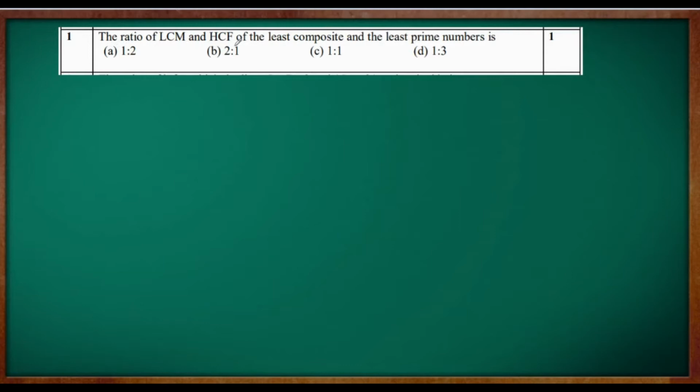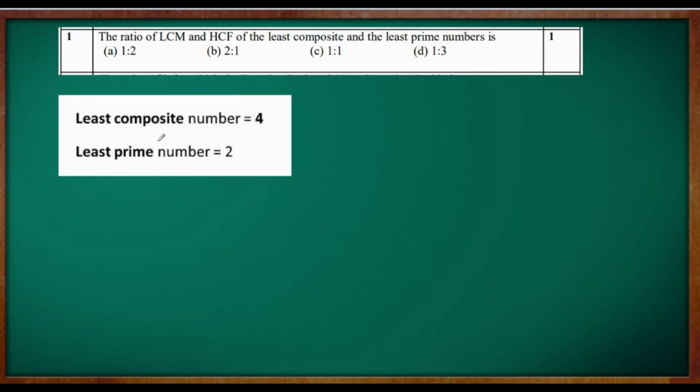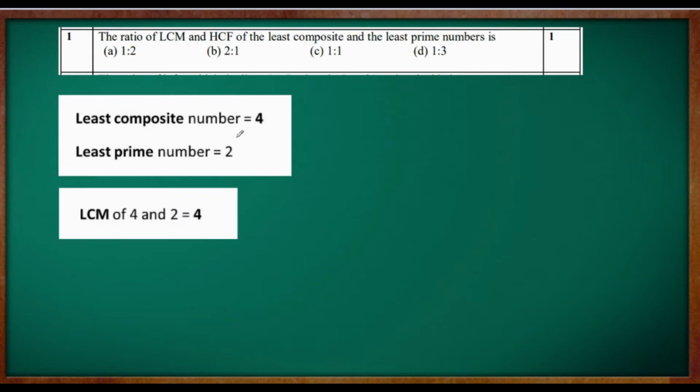The ratio of LCM and HCF of the least composite number and the least prime number is. The four options are 1:2, 2:1, 1:1 and 1:3. To find the ratio of LCM and HCF, we have to find the least composite number and the least prime number first. We know the least composite number is 4 and the least prime number is 2. So the LCM of 4 and 2 is 4.